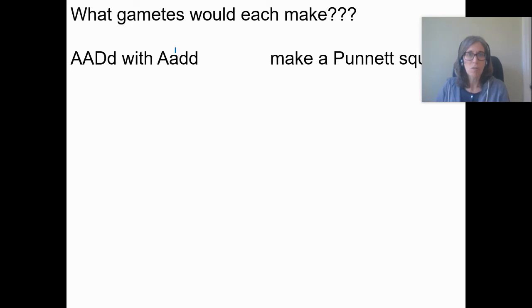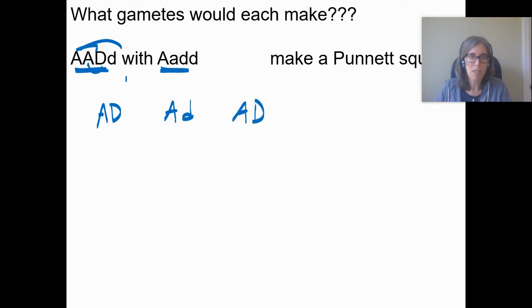Okay, so what gametes would each of these make? Let's say this parent and this parent got together. What gametes would this one make? Well, the first would be big A, big D. Outer would be big A, little d. Inner is big A, big D. And then last is big A, little d. Notice that this is a double of that and this is a double of that.